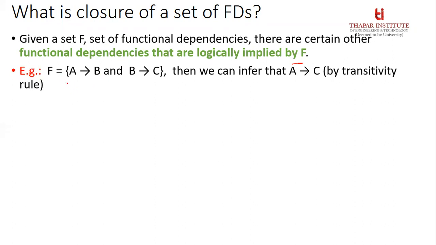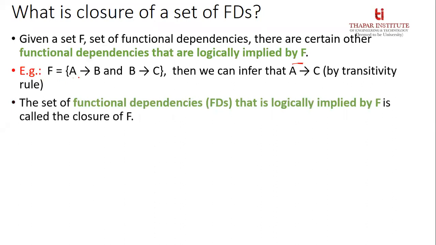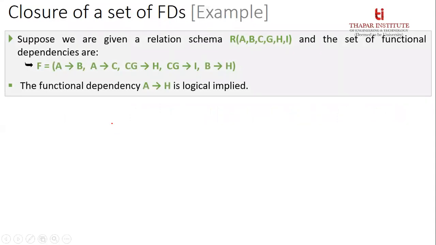In this example, F equals A determines B, B determines C. It is given here. Now from these two dependencies, we can infer a new dependency based on transitivity: A determines B, B determines C, so A will also determine C. So the complete set becomes A determines B, B determines C, and A determines C. The set of functional dependencies logically implied by F is called the closure of F, denoted by F plus. Now how can we identify the closure set for the FD?